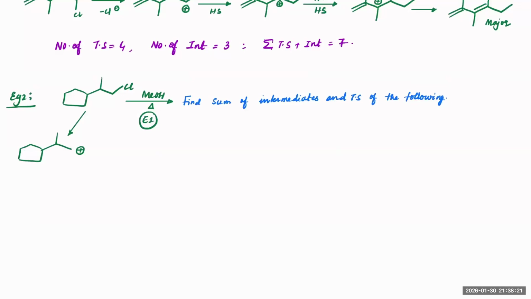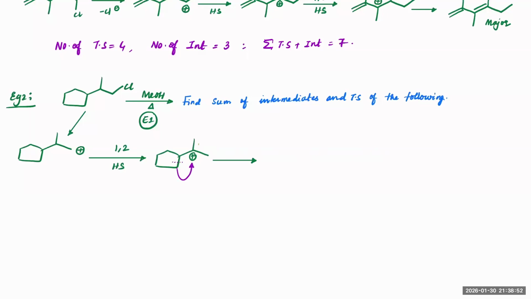Okay, and from there a 1,2 hydride shift will take place, and the positive charge will shift here. This is the 1,2 hydride shift, and from here this time the ring expansion will take place. See, the bond will break here. This bond will go and attach here.